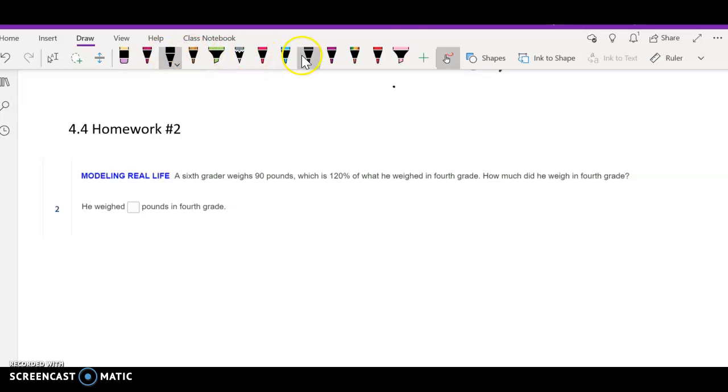All right, guys, this is 4.4 homework number 2. It says modeling real life. A 6th grader weighs 90 pounds. I'm sure that'll be important, which is 120% of what he weighed in 4th grade. How much did he weigh in 4th grade?